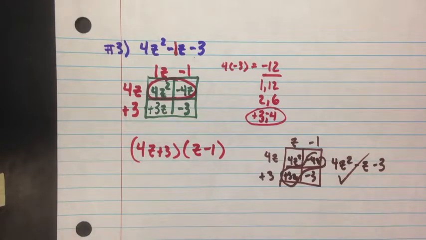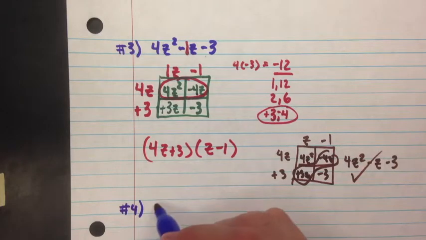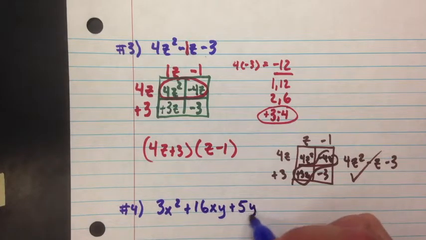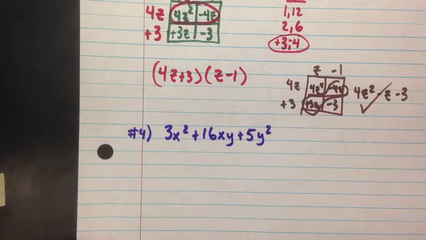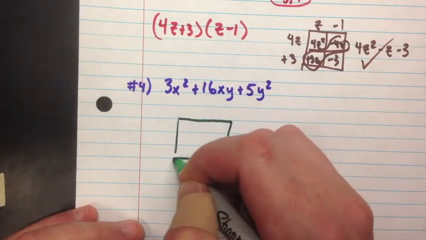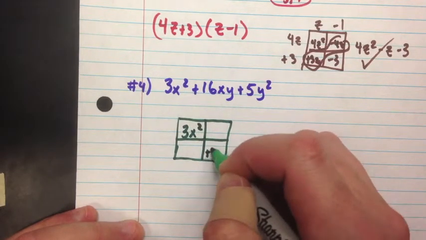Now you can do that. You don't have to do that. Let me give you one more problem here. Let me find a good one. Okay, so how about this one? Number 4. We'll do 3x squared plus 16xy plus 5y squared. So we'll have two variables. Now when you do this, nothing's going to change about the process. If we're going to box it up, which is what we want, let's make a box. We got 3x squared, and we got positive 5y squared.